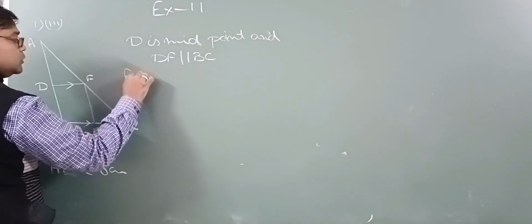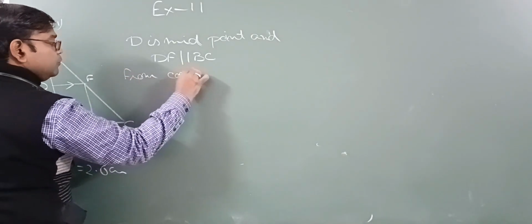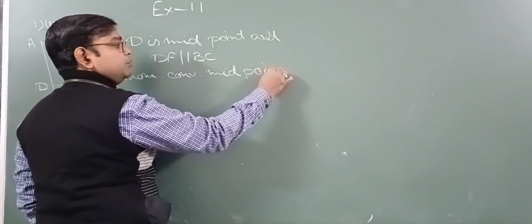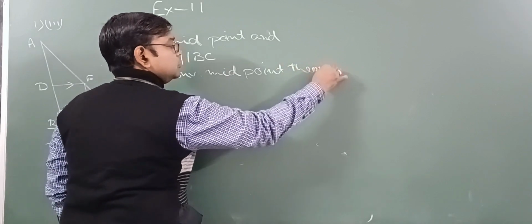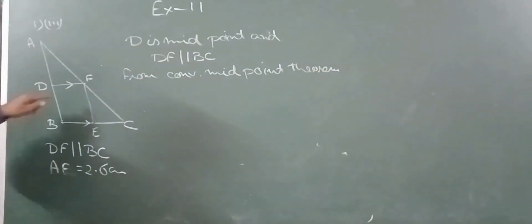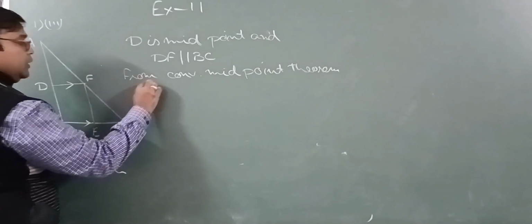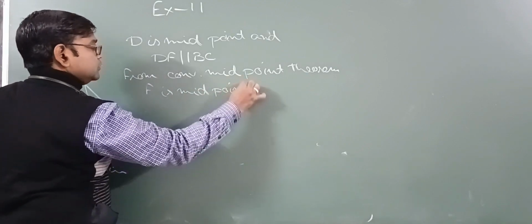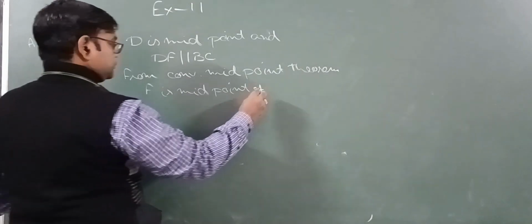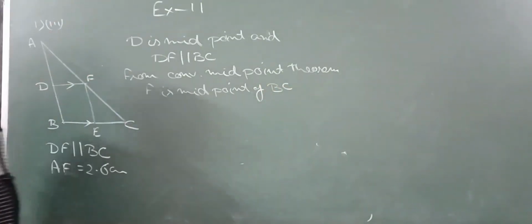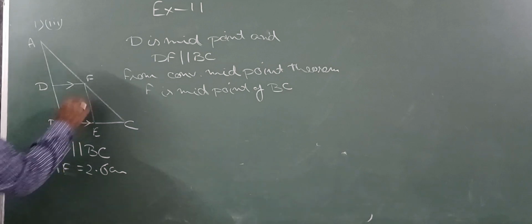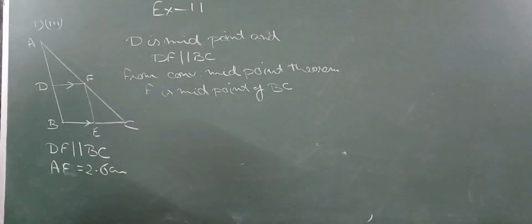So from the converse of midpoint theorem, we can say that F is a midpoint of BC. F is the midpoint of BC. Hope this one is clear. Now once we are able to prove that F is a midpoint, it means what?